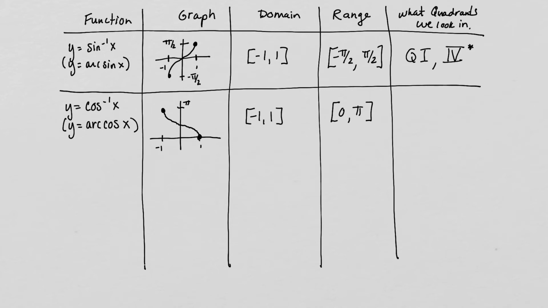And if we're going from 0 to pi, which quadrants are we dealing with? Yeah, 1 and 2. So the answers we're going to look for in terms of inverse cosine problems are going to be quadrants 1 and 2. Questions?